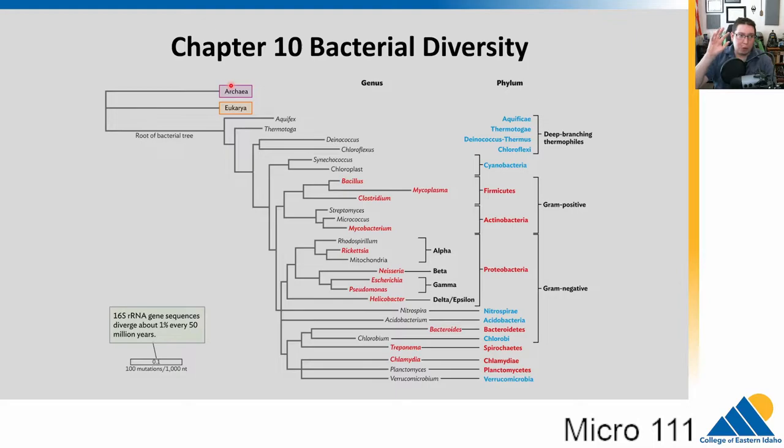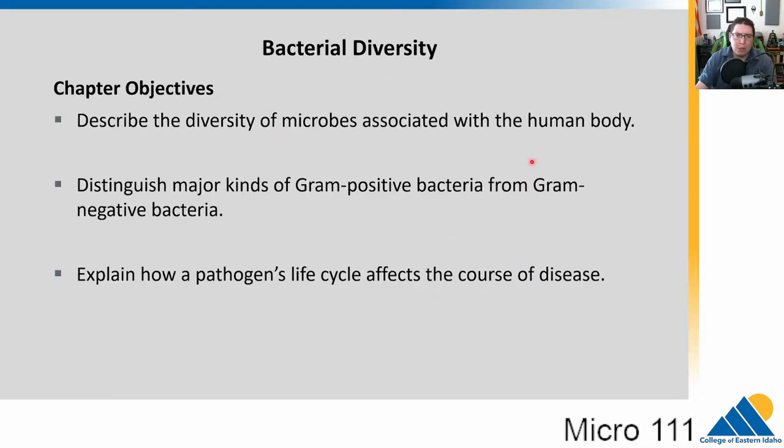They're just so diverse, and this course is a 100-level course. We can't even get into them at this point. We're going to talk about the main groups of bacteria that are in here. There are a large number of bacterial groups in here, but we can kind of focus it down. So we'll talk about diversity of microbes generally associated with the human body. We'll talk about major kinds of gram-positive, gram-negative, as well as some other groups that don't really fall into those two classifications. And we'll talk a little bit about how pathogens' life cycles can affect diseases in this chapter.